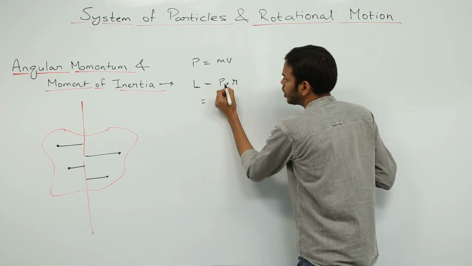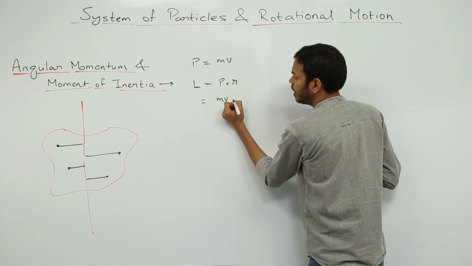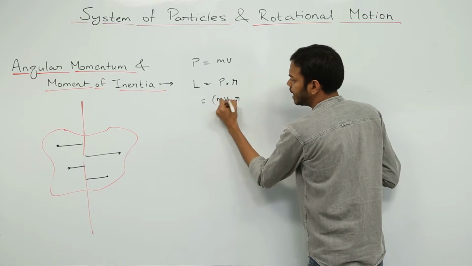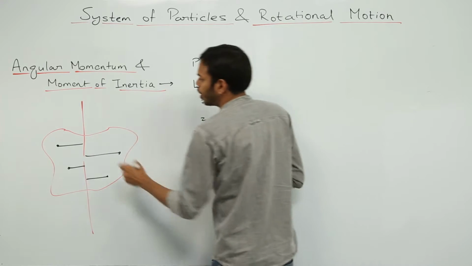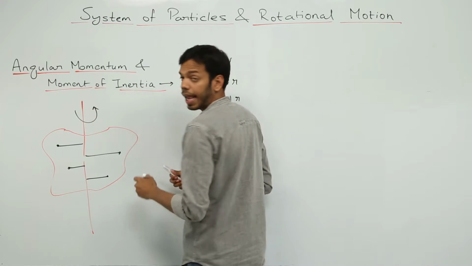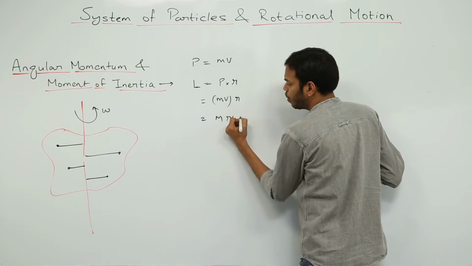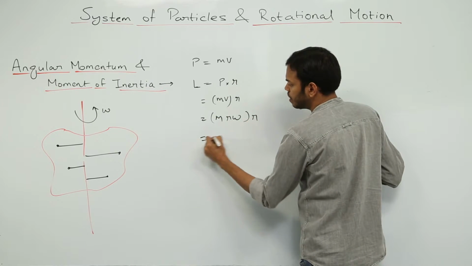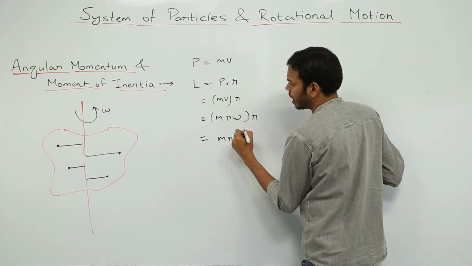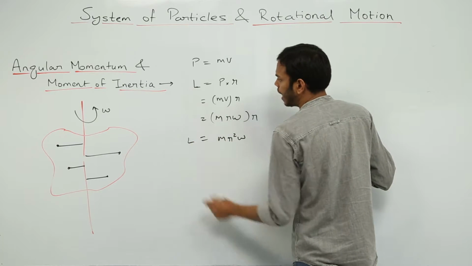Now, instead of p, I can write mv, and instead of v, if this body is given an angular velocity of omega, v can be written as r omega times r. So this becomes m r square omega, right? This is the value of angular momentum.